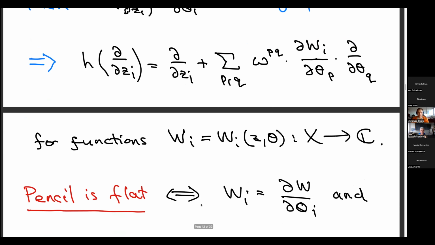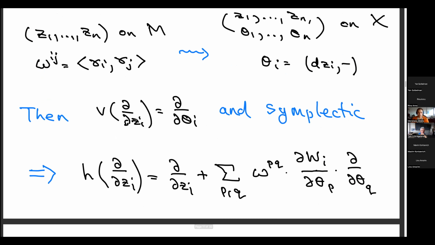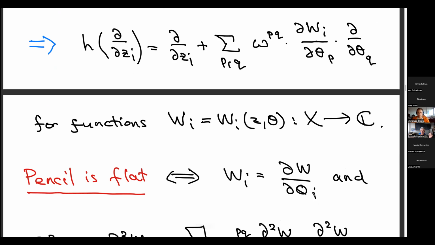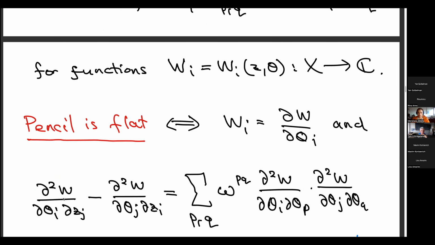And then the condition that the pencil is flat, remember the pencil is H plus epsilon inverse times V. When I do the flatness condition, I will get terms in epsilon minus 2, epsilon minus 1, and constants. What you find is that first, each of these functions has to just be the derivative of some single function with respect to theta i, and then some system of PDEs for W. This is easy. You just look at the flatness condition.